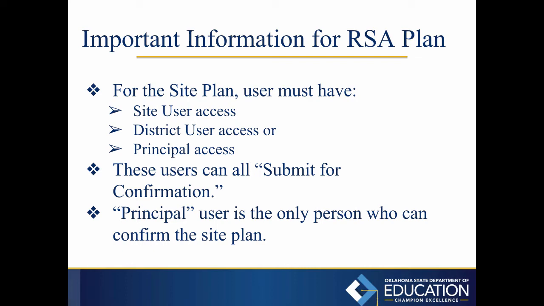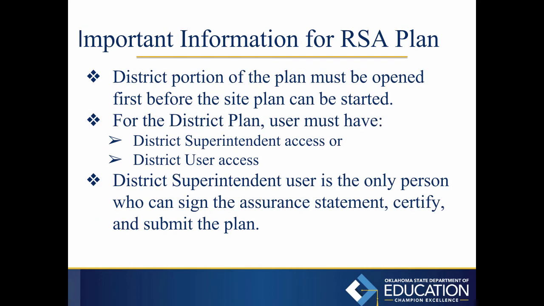The superintendent, as you can see down here, is the only person who can do the assurance statement. I know that in big districts the superintendent sometimes gives that task to someone else. But the only way the district can be completed for all your sites is to have the sites done first. If they have already been confirmed, the superintendent can go in, do the assurance statement, and certify it.